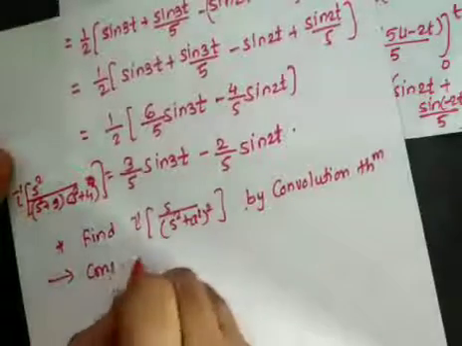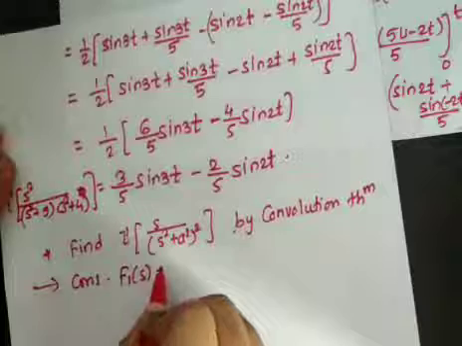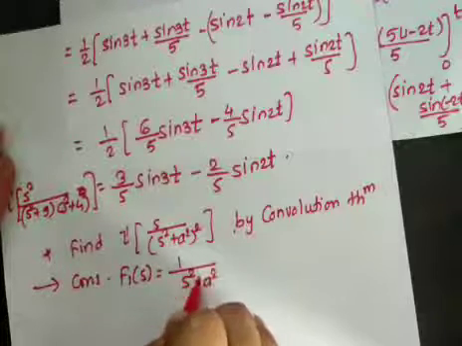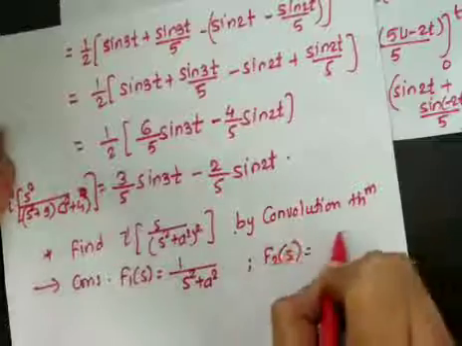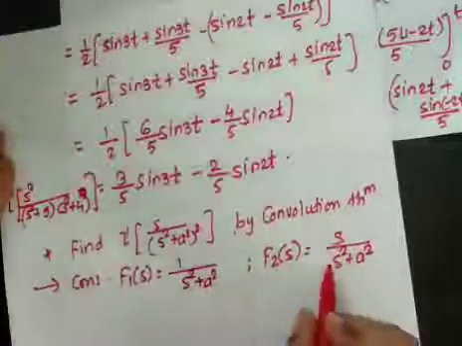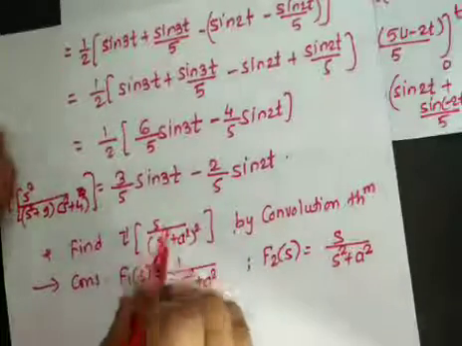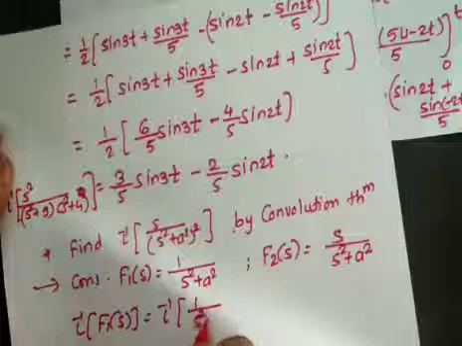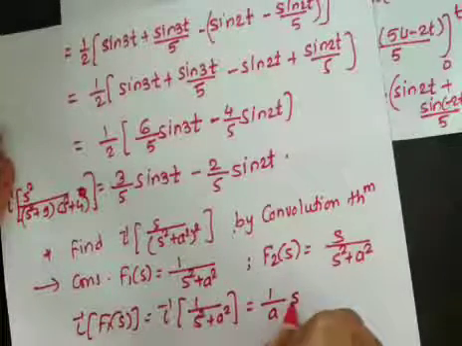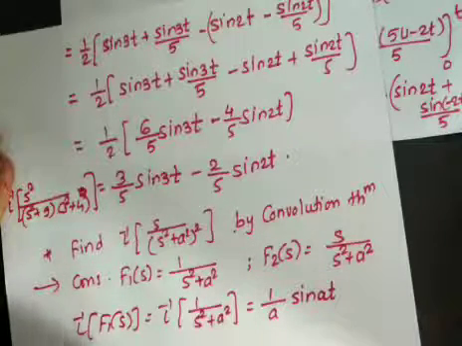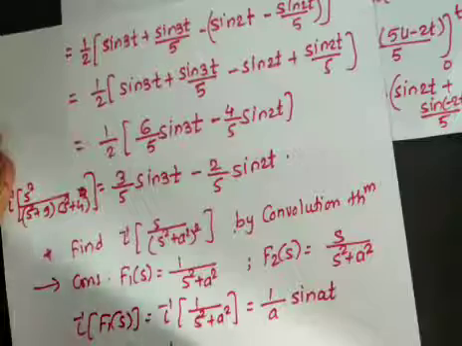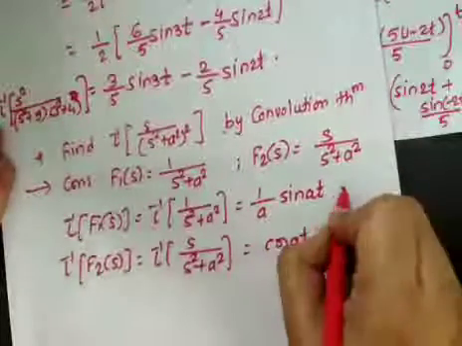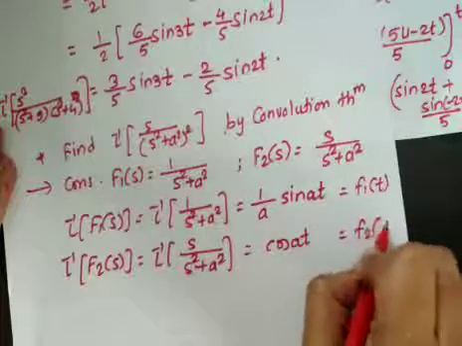So consider f1(s): as there is only s in the numerator, it will go to only one function, and this is squared, so f1(s) is 1 upon s square plus a square, and the second function f2(s) is s upon s square plus a square. So multiplication of the two will be the function. Therefore Laplace inverse of f1(s) is equal to Laplace inverse of 1 upon s square plus a square, that is nothing but 1 upon a sin at. And second, Laplace inverse of f2(s) is Laplace inverse of s upon s square plus a square, which is cos at. We will call this the first function f1(t), and this is your f2(t).